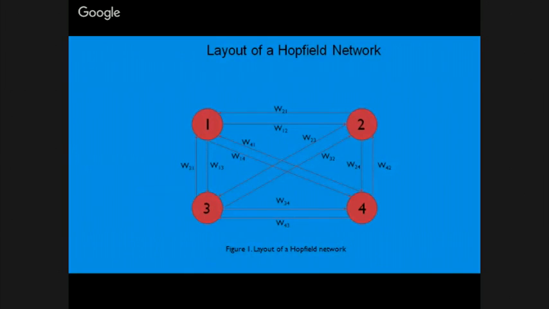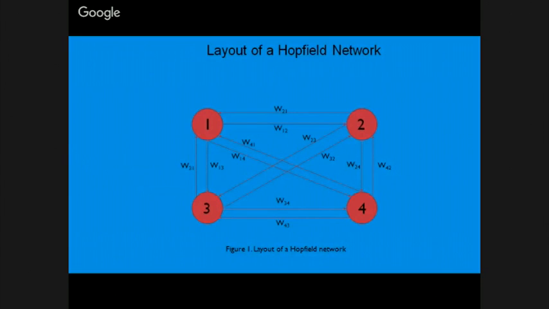Then if you look at the second neuron, it is connected to the first, third and fourth neurons. The weight between second and first neuron is W21, between second and third it is W23, and between second and fourth it is W24. Similarly, the third is connected to 1 through W31, to 2 through W32, and to 4 through W34. Similarly, the fourth is connected to 1 through W41, to the second neuron through W42, and to the third neuron through W43.